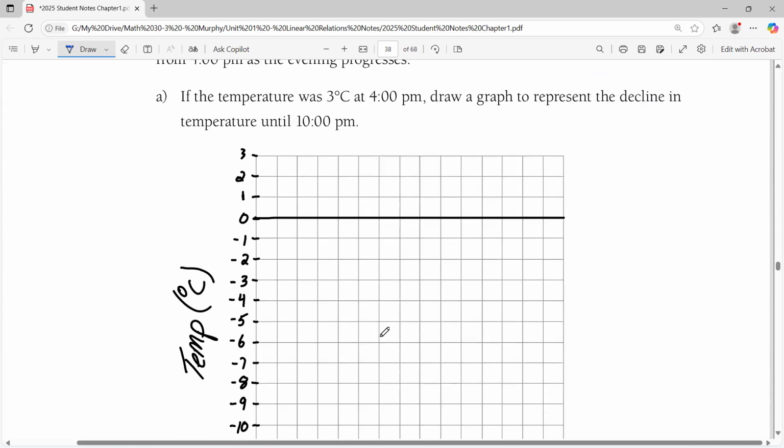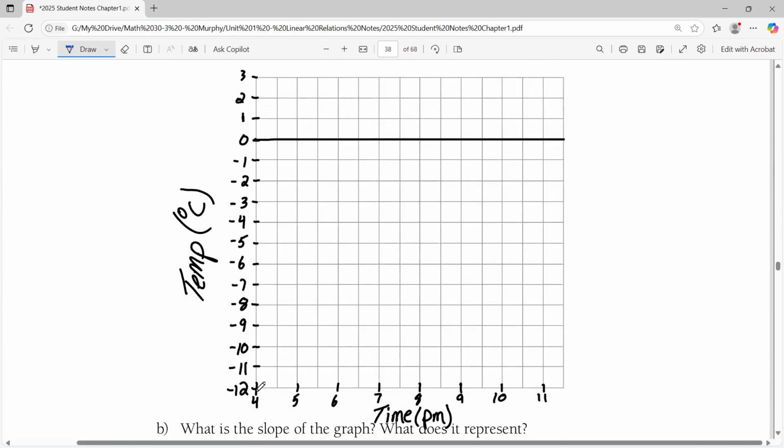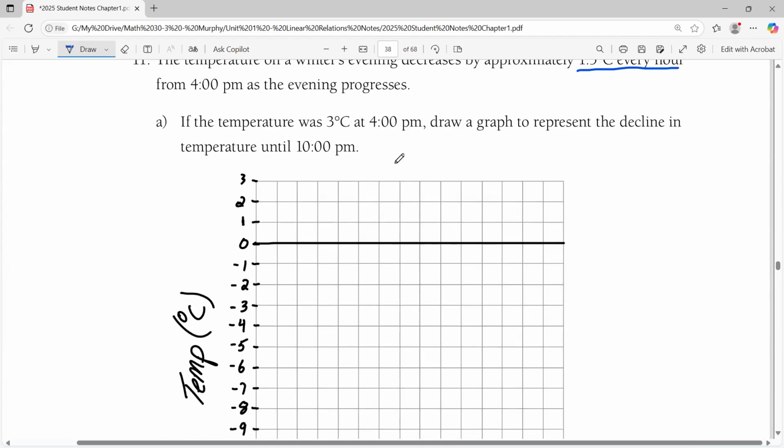Okay, so I got a graph here for you. Here's the time: 4 p.m., 5 p.m., 6, 7, 8, 9, 10, 11. And then I got temp, and I got 3 degrees, and it goes down all the way to negative 12. This line here is just the x-axis. Okay. Now, A, if the temperature was 3 degrees at 4 p.m., so 4 p.m. was my first spot, draw a graph to represent the decline in temperature until 10.